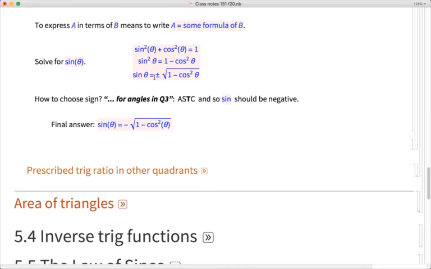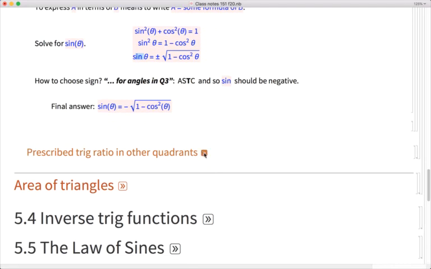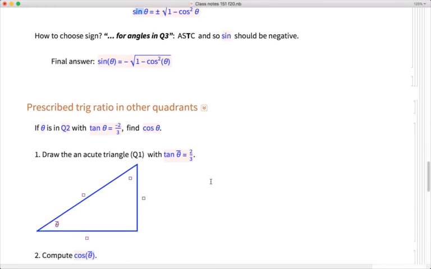Plus or minus the square root of 1 minus cosine squared theta. Okay, so now that we've solved for sine of theta, we need to decide whether to take the plus or the minus. We can't leave it as either or. We need to pick one or the other. And that's where the proviso here for angles in Q3 plays a part. So for angles in Q3, the sine of theta should be negative. Tangent is the only positive one. So the formula for sine should be the negative square root of 1 minus cosine squared.